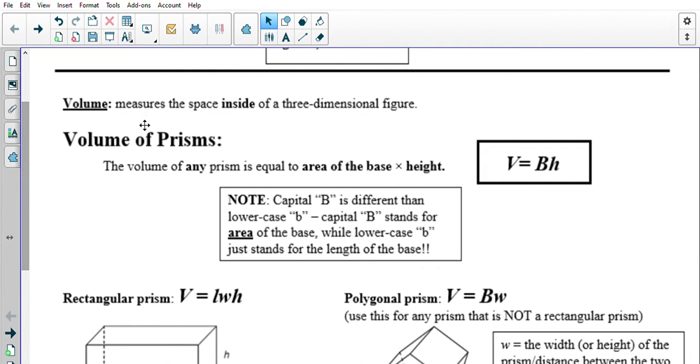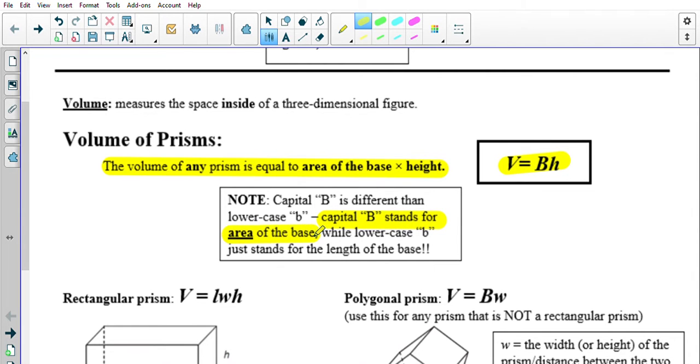So for the volume of prisms, the formula that we utilize for any prism is volume equals capital B times H. So the volume of any prism is equal to the area of the base times the height. Capital B is different than lowercase b. Sometimes in math, it's also important to differentiate between capital letters and lowercase letters. In this case, and for our purposes in this unit, capital B is going to stand for or refer to the area of the base. That's really important for us.